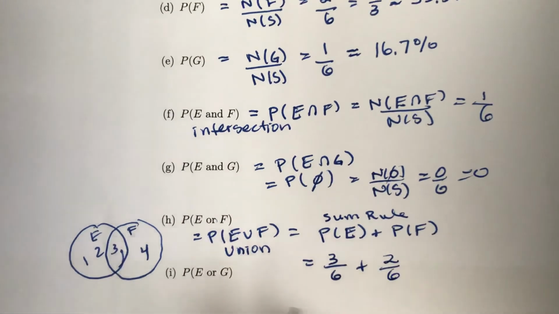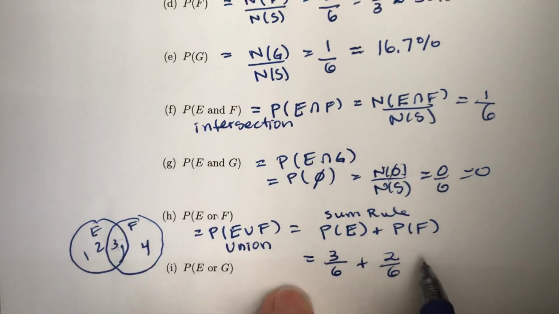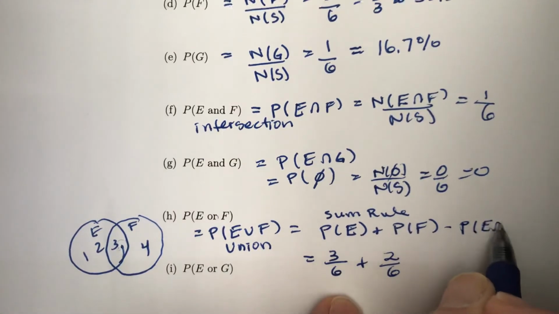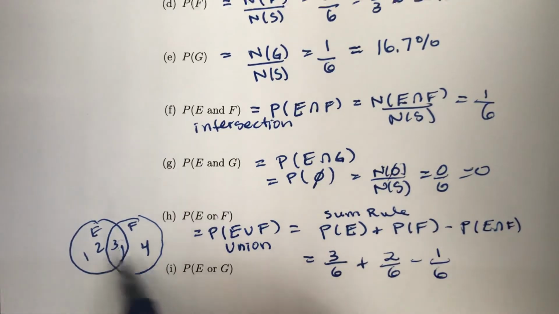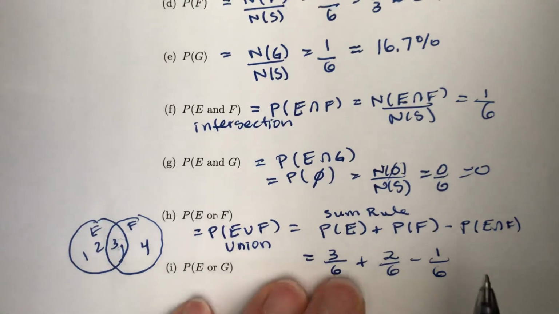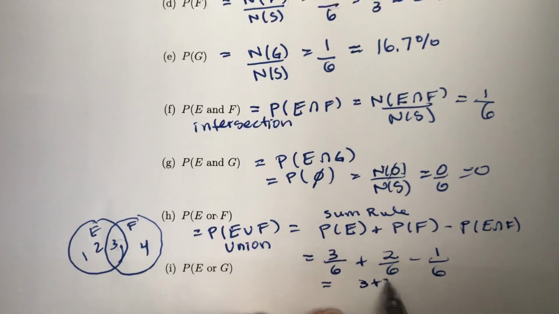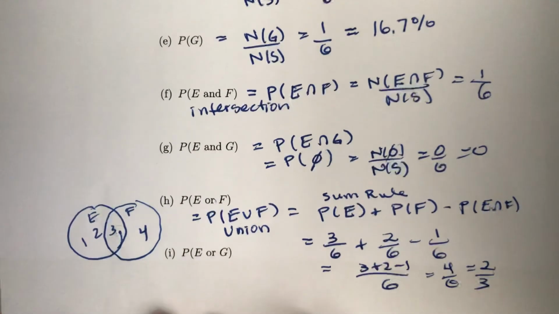But what I've done is I've counted this intersection twice. So what I need to do is subtract that intersection. And there's only one way the intersection happens, so I subtract 1/6. I'm using the unreduced form, so that makes 3 plus 2 minus 1 over 6. Why do I use the unreduced form? So that I can have a common denominator. So that's 4/6, which is 2/3, which is around 66.7%.